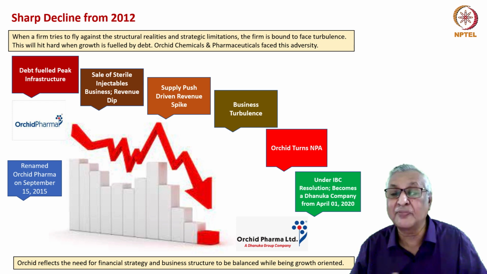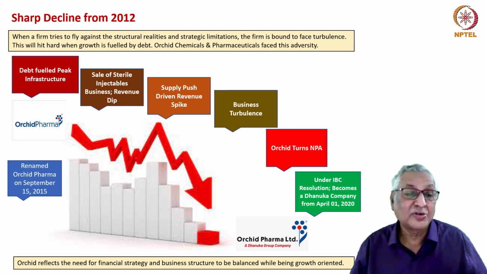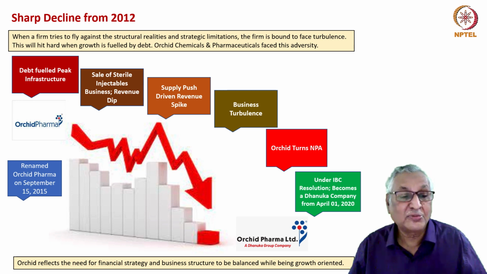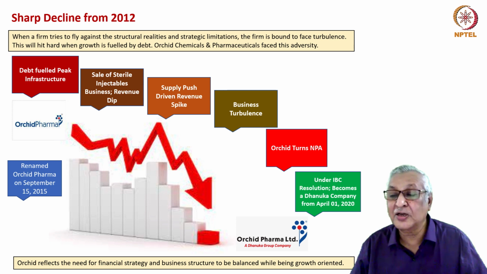And as a result, the company turned a non-performing asset. The company was renamed as Orchid Pharma on September 15, 2015. And by 2017, the company went into IBC resolution. And finally, it became a Dhanuka company from April 1, 2020.